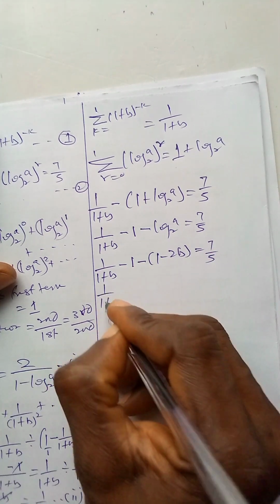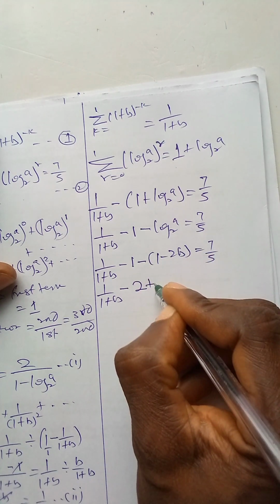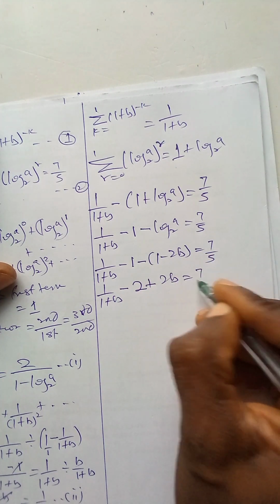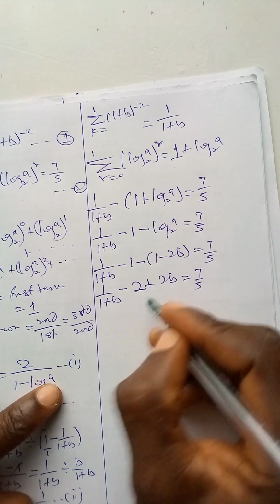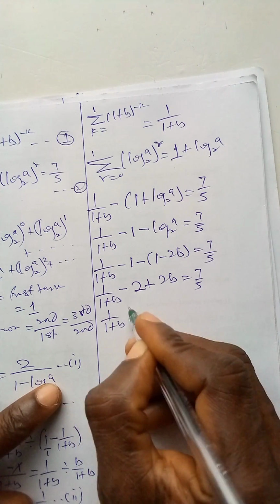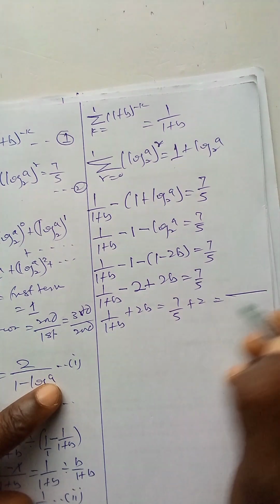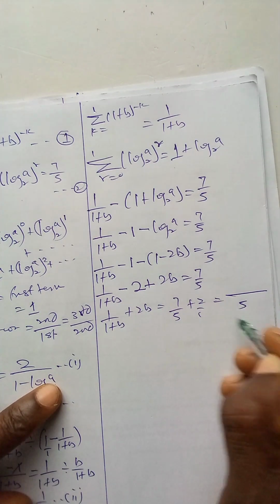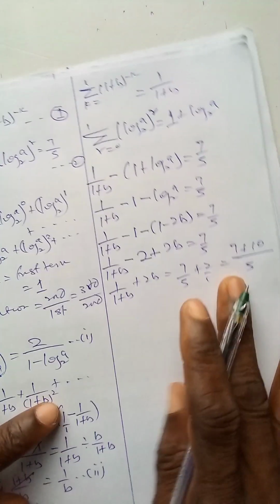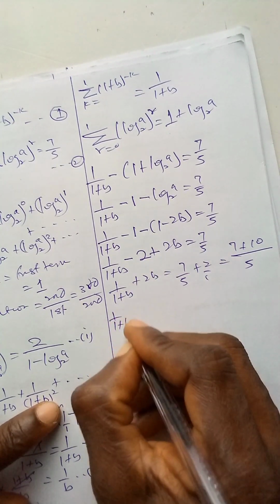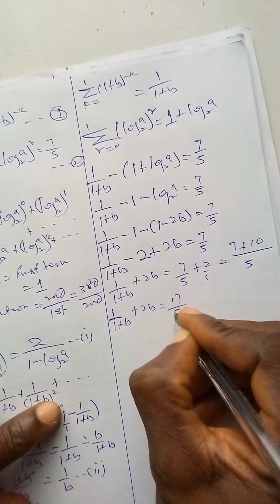If we open the bracket, 1 plus b minus 2 plus 2b is equal to 7 over 5. Now, let us collect like terms. If we collect like terms, 1 over 1 plus b plus 2b equals 7 over 5 plus 2. The LCM here is 5. This is 7 plus, and this is 10. That is 17. So 1 over 1 plus b plus 2b equals 17 over 5.